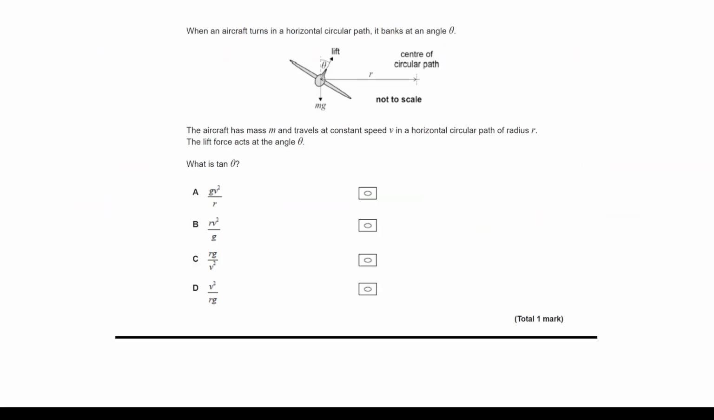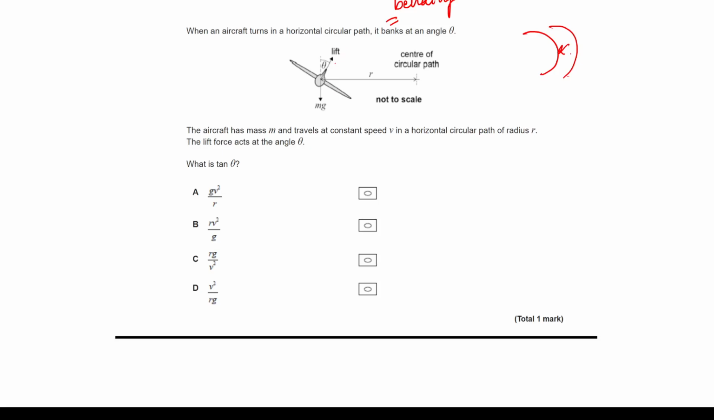This is, I think, testing going further ahead. It banks at an angle theta. Banks means kind of bending. It's just like when a motorcyclist is taking a sharp turn, the cyclist ends up bending towards the center. So the same thing is happening with the aircraft, it's bending towards the center. Mass m travels at constant speed v in a horizontal circular path of radius r. The lift force acts at an angle theta.